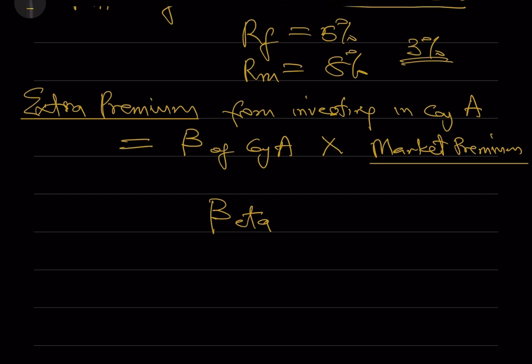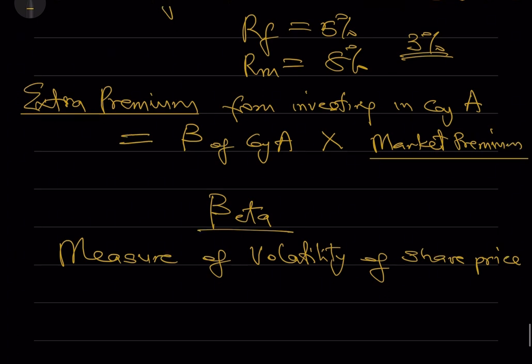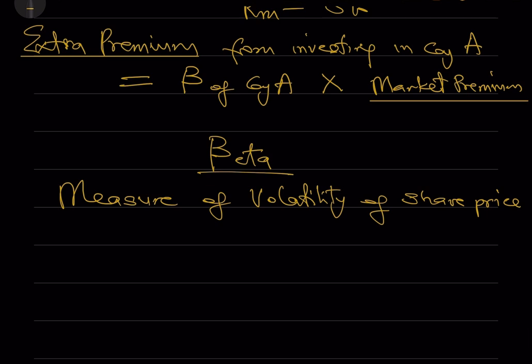Beta is just the measure of volatility of share price. Right? So what's volatility? Volatility is just how the share price of a company, how fast is it changing?